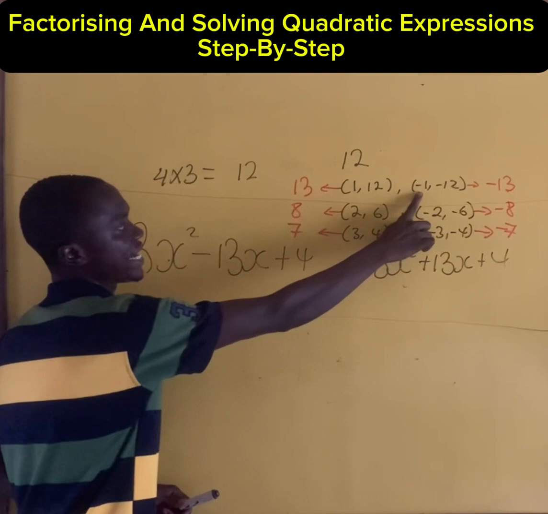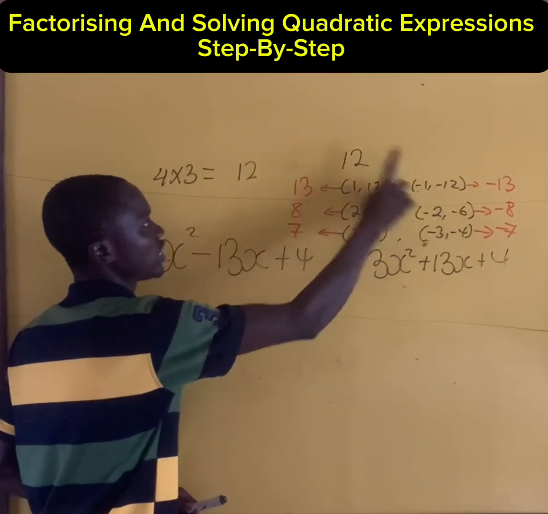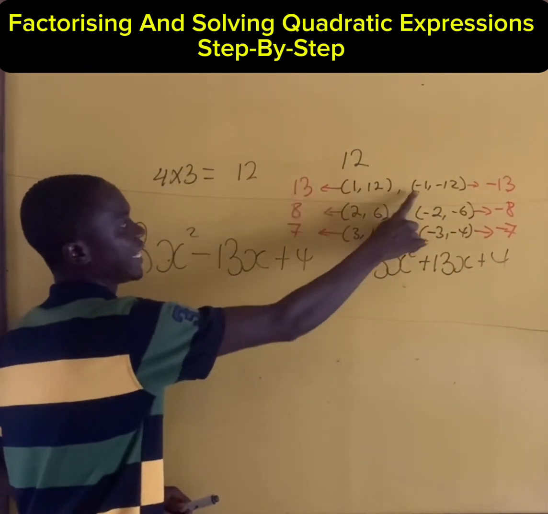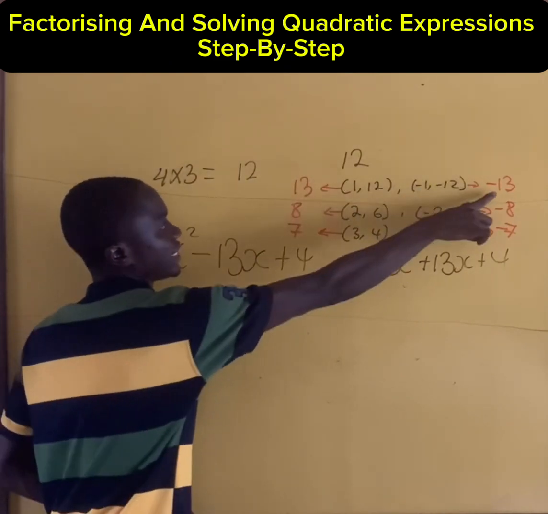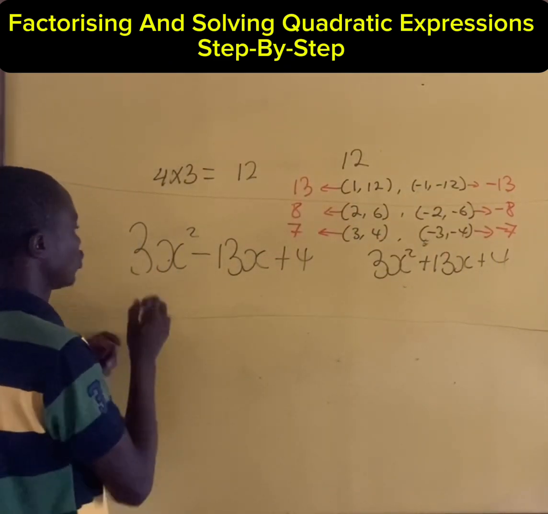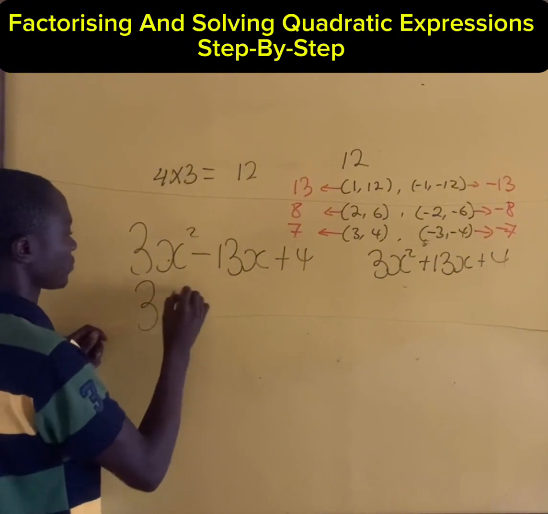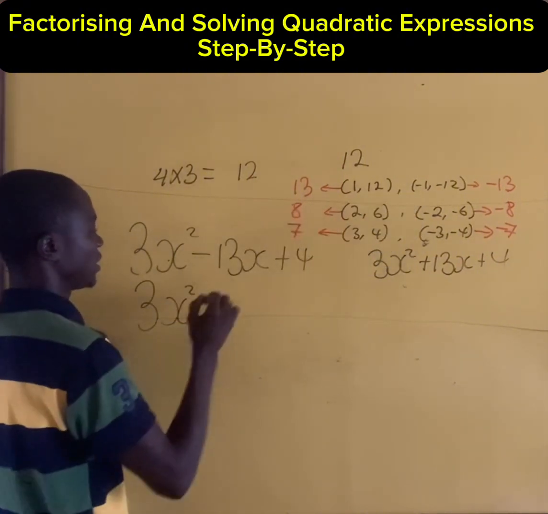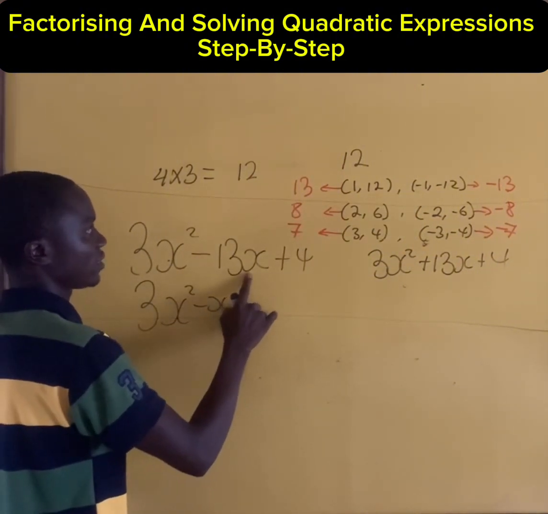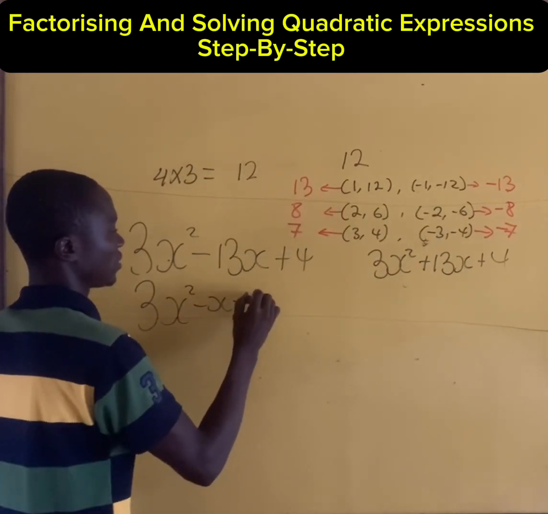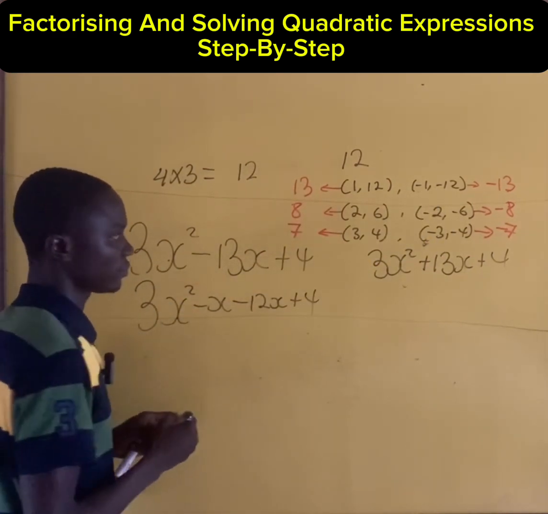Negative 1 times negative 12 will give us positive 12. And negative 1 plus negative 12 will give us negative 13. So we are going to write here 3x squared, negative 1 means negative x because we have x here, negative 12 means negative 12x plus 4.